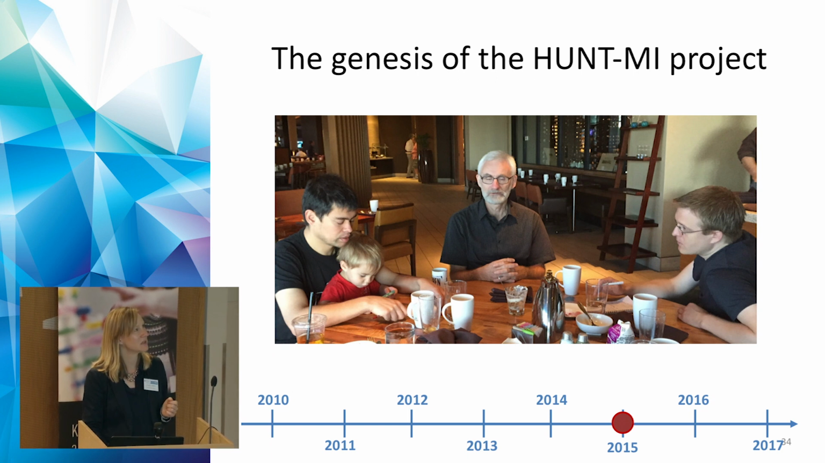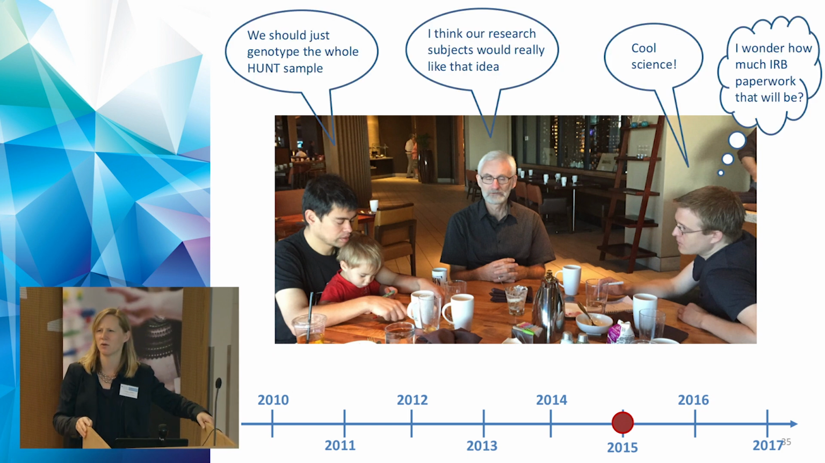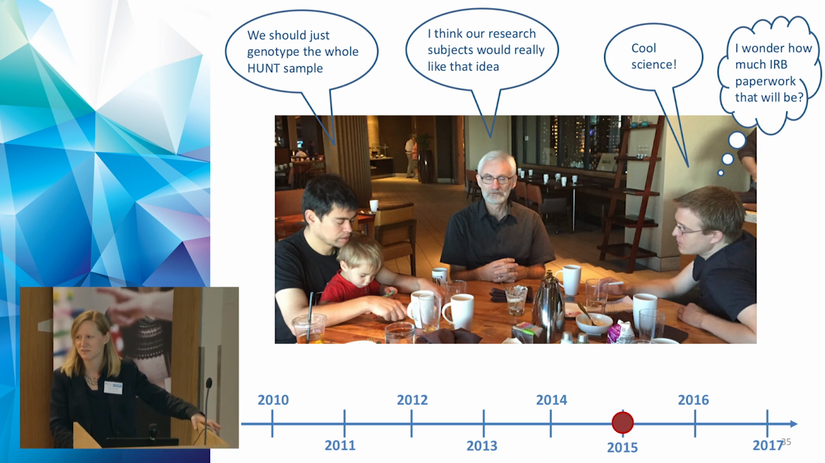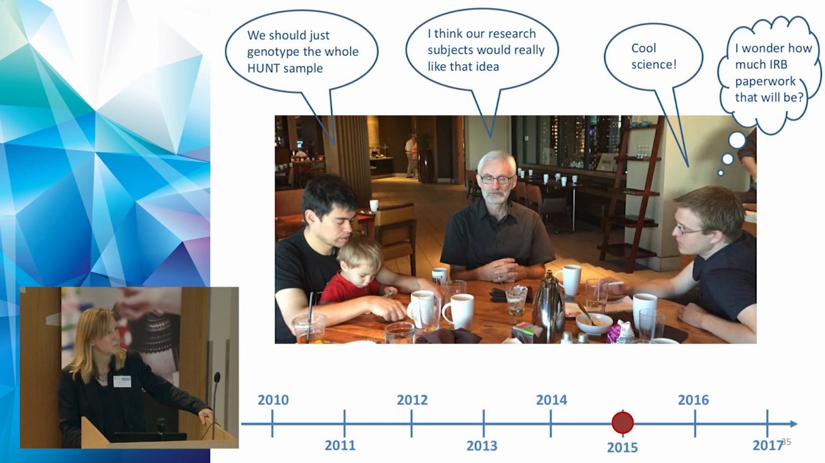So I think we thought about what to do next. And Gonzalo, who's a big thinker, said, we should just genotype the whole HUNT sample. And my memory of what happened next was Cristen said something like, I think our research subjects would really like that idea. And Odger said, that sounds like some really cool science. But of course, he was actually thinking, I wonder how much IRB paperwork that might be.